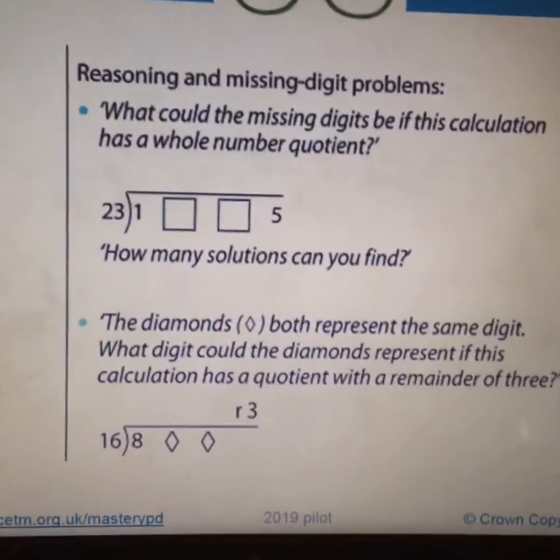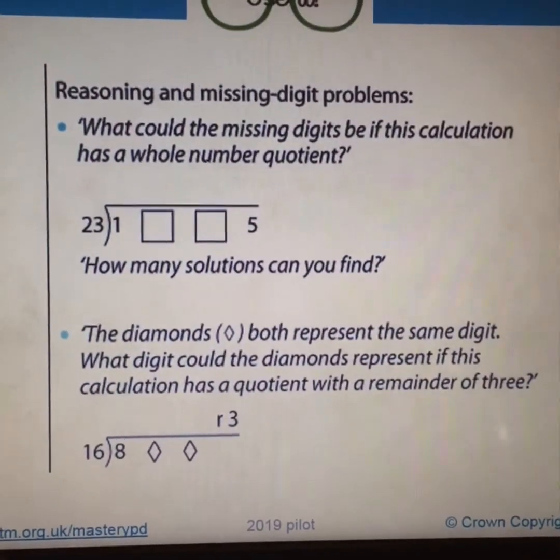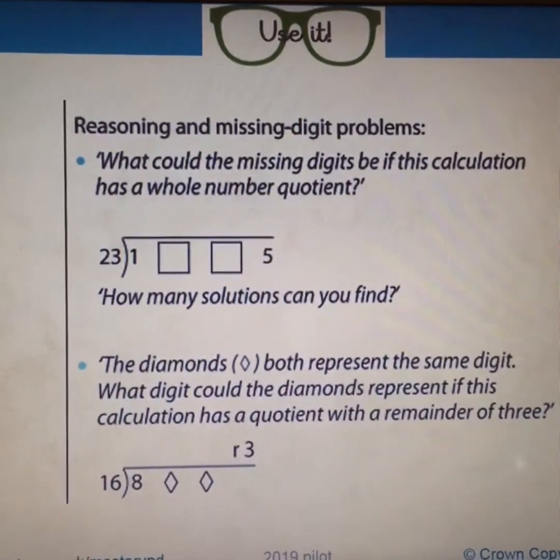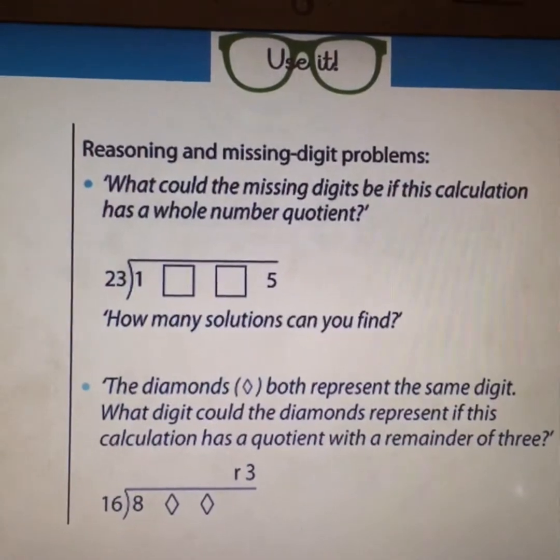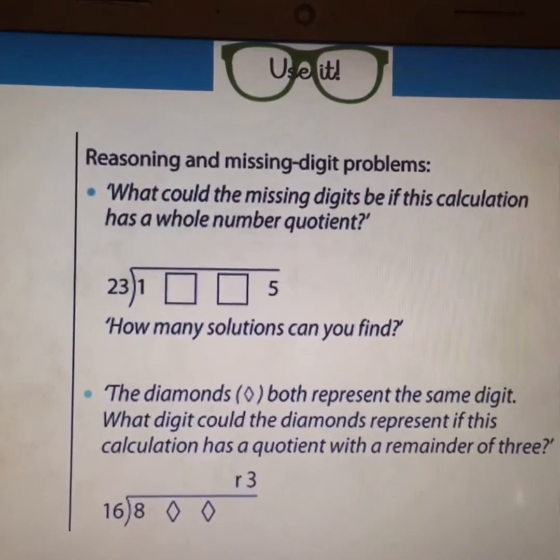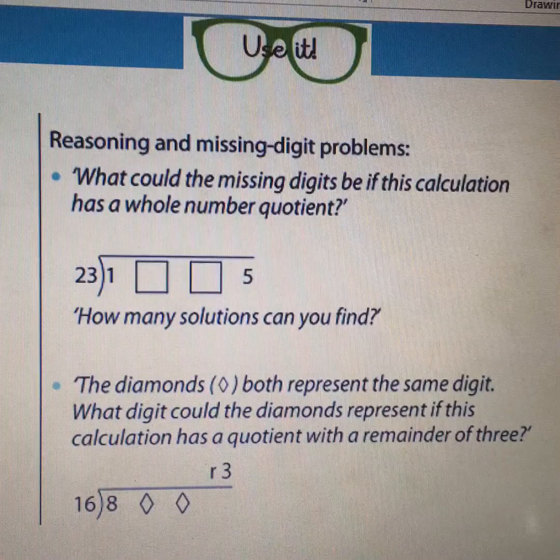Right. Last little bit for today if you would like to have a go. This is your challenge. If not, you can stop and you can go enjoy the rest of your day. Okay, this is the challenge if you would like to have a go at it. So these look tricky to start off with, okay? These are reasoning and missing digit problems. So what could the missing digit be if this calculation has a whole number quotient? So if the number you are dividing is a whole number.